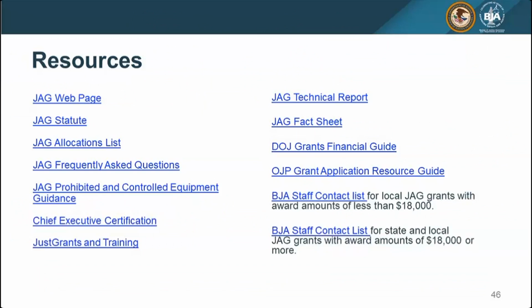So here are some resources that can mostly be accessed through the JAG webpage, which is linked here. It's very easy, but you click on the link here. We're going to send this presentation out. We're going to post it. I really encourage you to flag this, bookmark it. Everything you need is here: the technical report, the fact sheet, the allocations, the FAQs, everything you need is here. And we are constantly updating this page. We're always revising our FAQs, and we are always managing this page. So I would really implore you to bookmark the JAG webpage. And if you have any questions about anything, feel free to reach out to me. But again, bookmark the JAG webpage for sure.